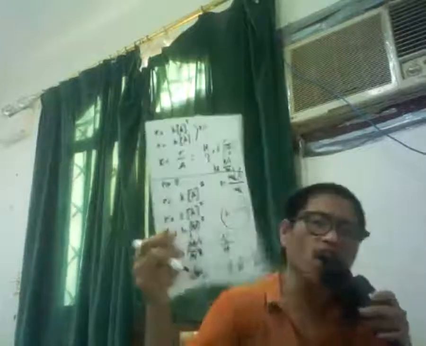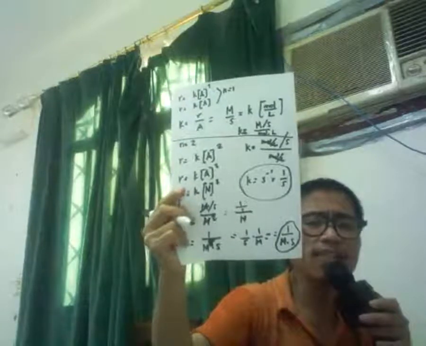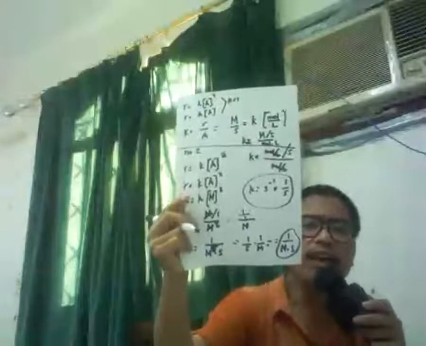Let's do this again to prove it. We have M per second over M squared, so we can say this is 1/(M·s), capital M, capital S. This is our unit for the second order. The rate constant unit is equal to 1/(capital M times second). It is also equal to molar^-1 and s^-1.